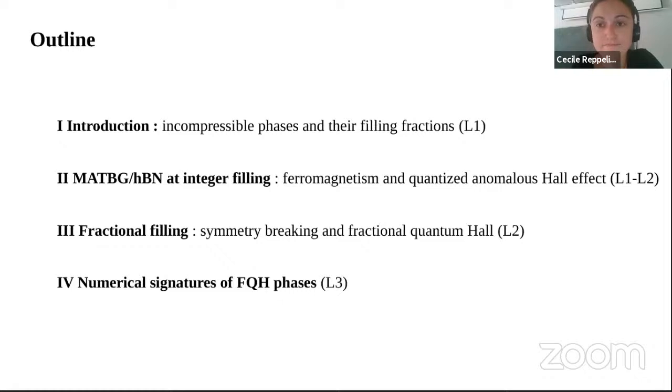So strong correlations are going to be even more important in this case. And we're going to talk a little bit about symmetry breaking and a lot about fractional quantum Hall states. And I reserved the part about numerical signatures of fractional quantum Hall phases for tomorrow.